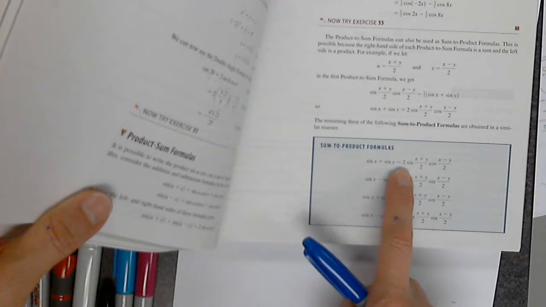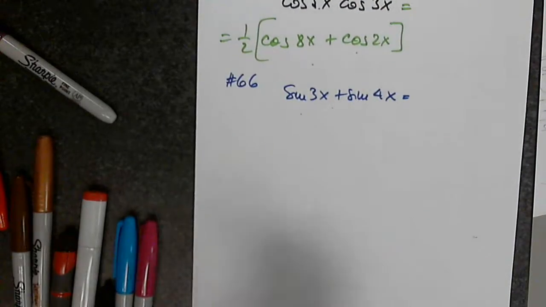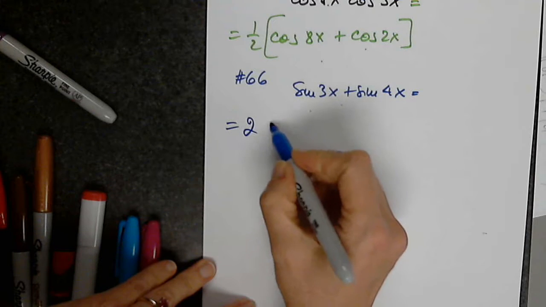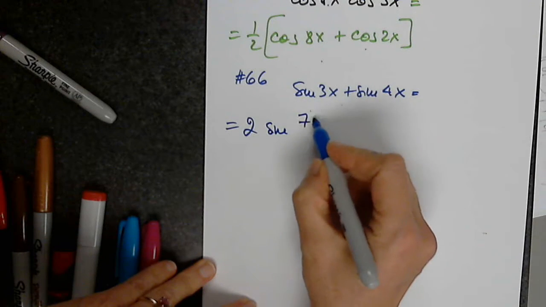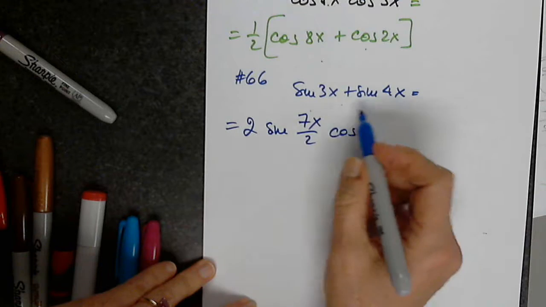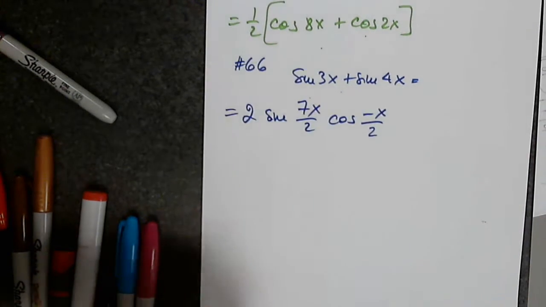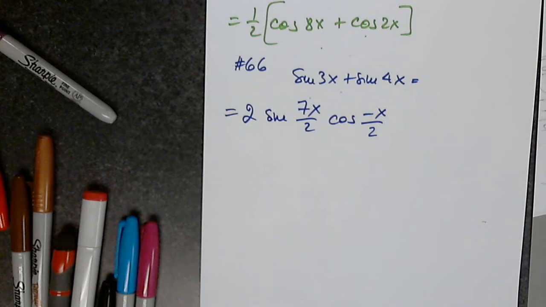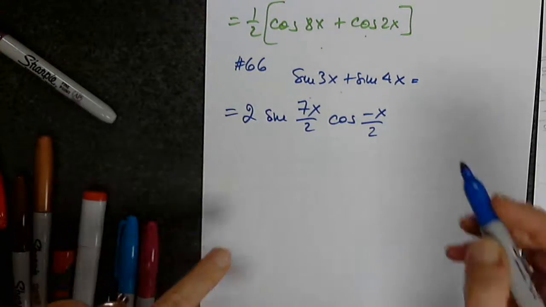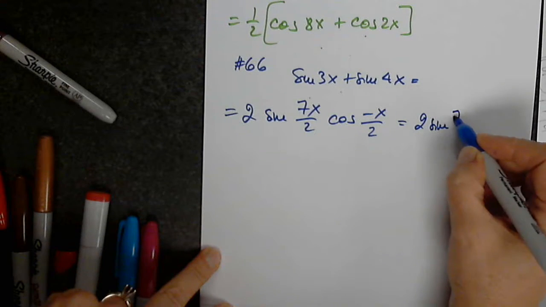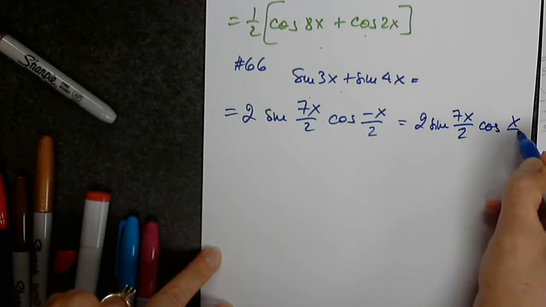2 sine of the sum over 2, cosine of the difference over 2. So 3x minus 4x is negative x over 2. But what type of function is cosine? Because I don't like negative angles. It's an even function, so cosine of negative x over 2 will be replaced by cosine x over 2. That's it: 2 sine 7x over 2 cosine x over 2.